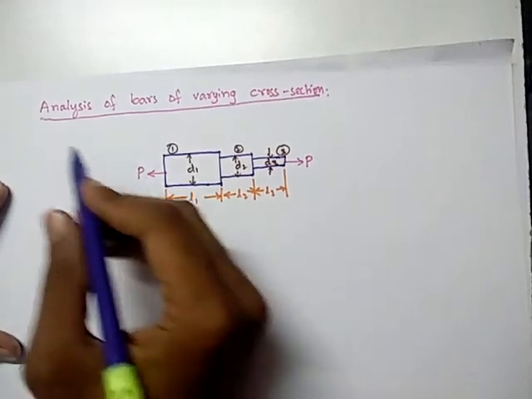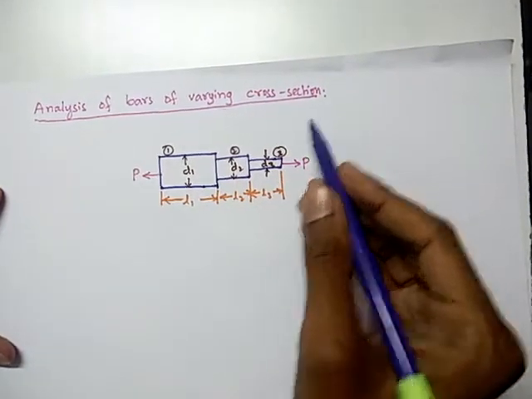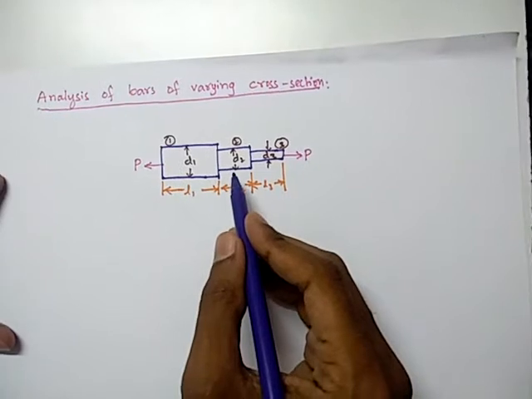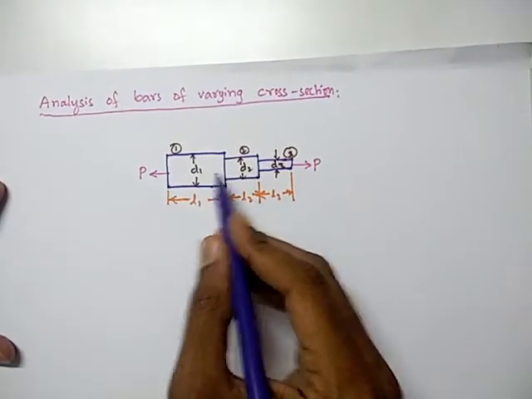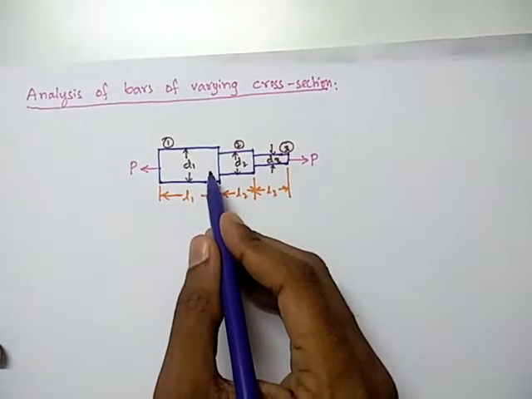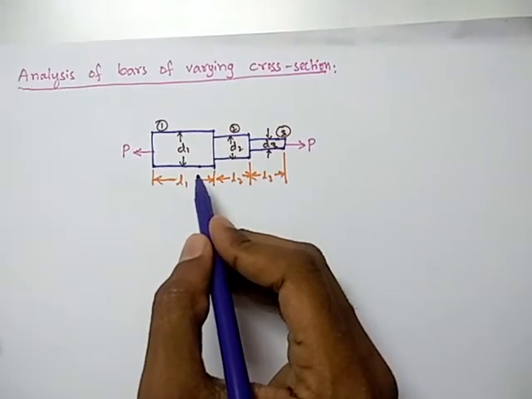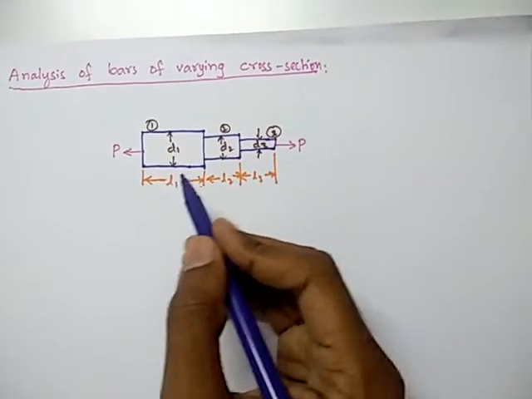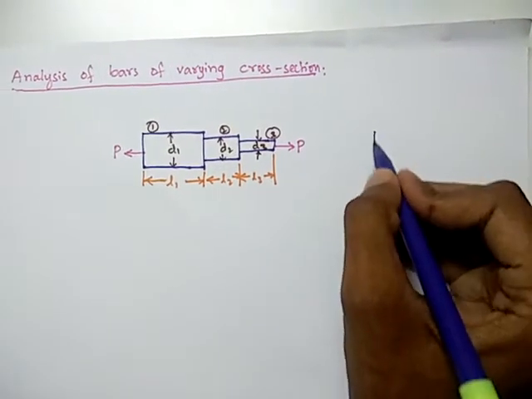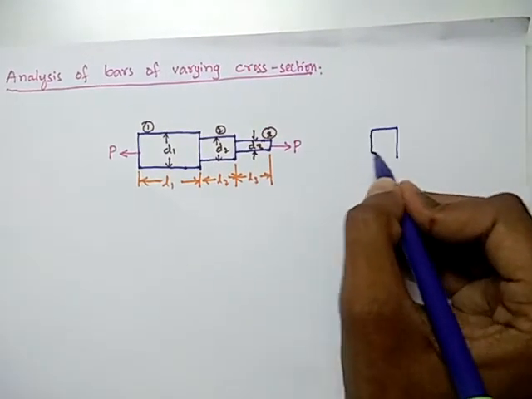Here we are going to see the analysis of bars of varying cross section. Analysis of bars of varying cross section means here in each part of the bar we have to find out stresses and also strains in the bar, and in the final step we have to find out total elongation of the bar.